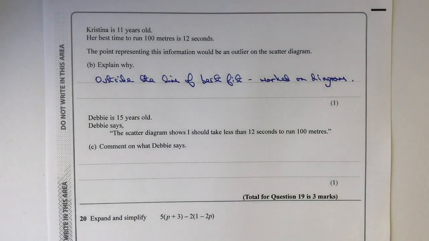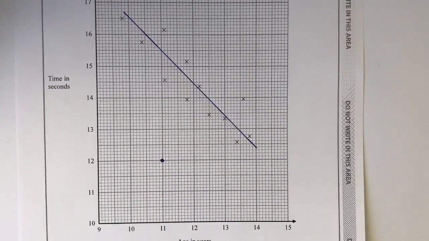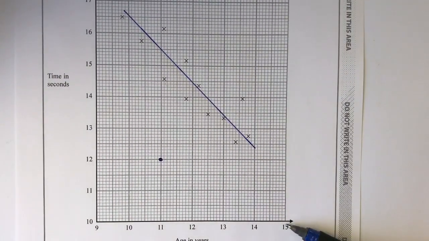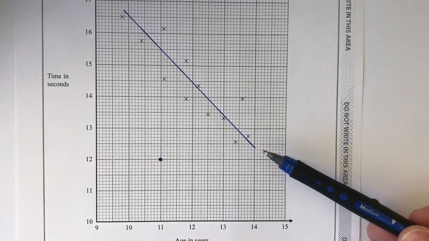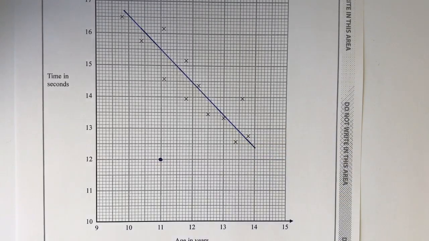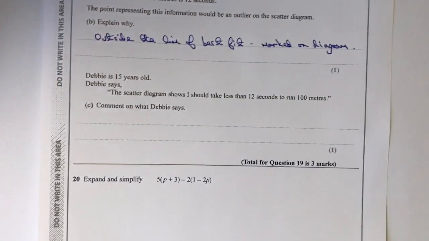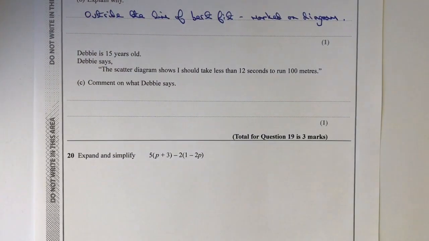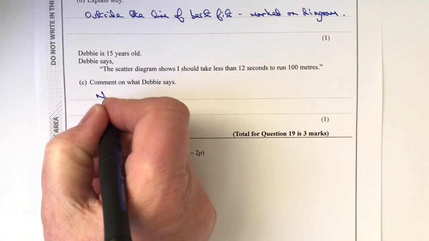Debbie is 15 years old. Debbie says the scatter diagram shows that she should take less than 12 seconds to run 100 meters. These come up quite a lot, actually. There always seems to be 1 mark on these types of questions. So if we go back to the graph itself, she's 15 years of age, so she would be down here somewhere. But the problem is we haven't got any data past this. We haven't got any more information. So what we can say about that particular question is that there is just simply not enough information.